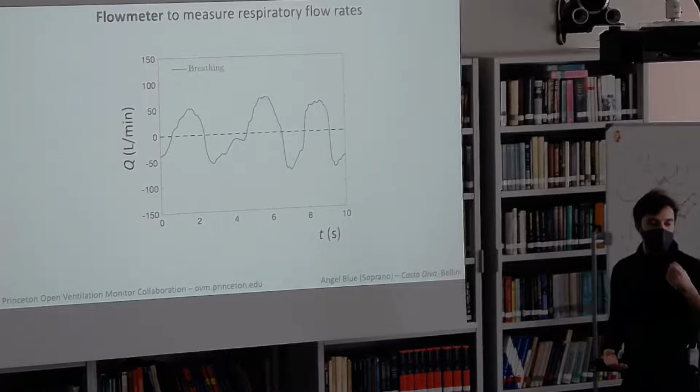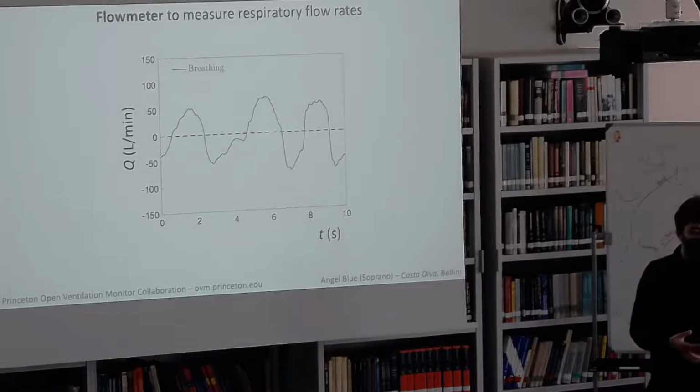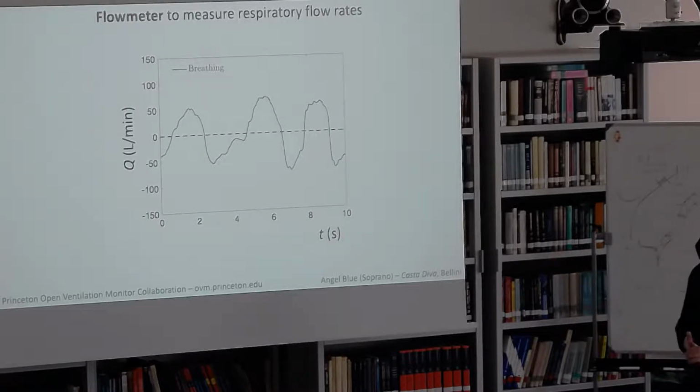Angel is wearing a mask covering both nose and mouth, which is connected to the flow meter, and we measure the flow rate while she is breathing, typically. If someone is breathing, basically at rest, you have more or less repeatable oscillations, and you reach a value of flow rate which is around 50 liters per minute.